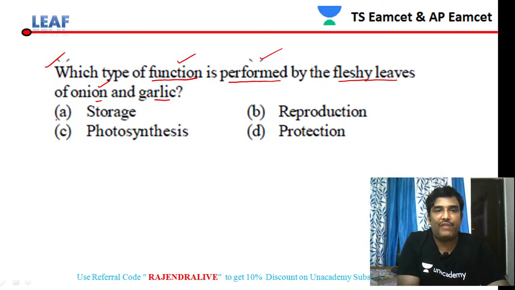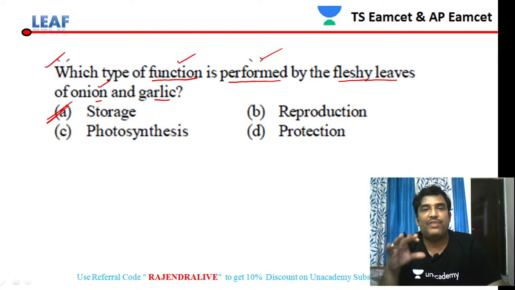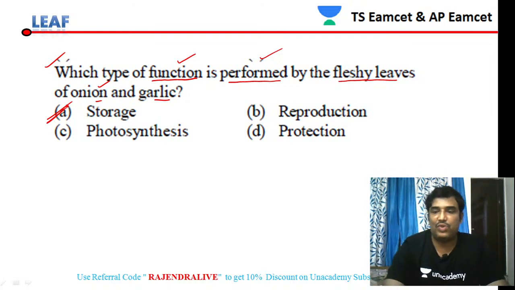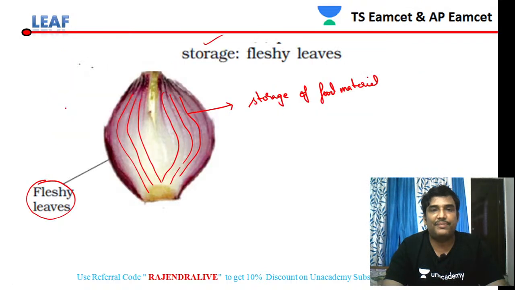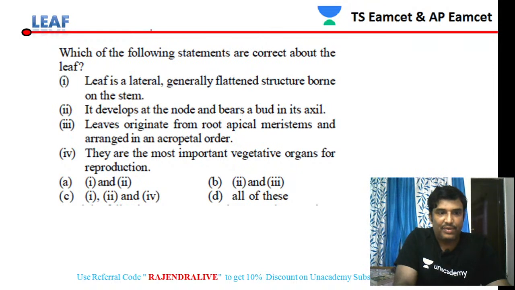The main function of onion and garlic is storage. Storage is the main function of onion and garlic. Onion and garlic are involved in the storage of food material. So that is about this question, students. Let us move to the next question. Let us see this question.